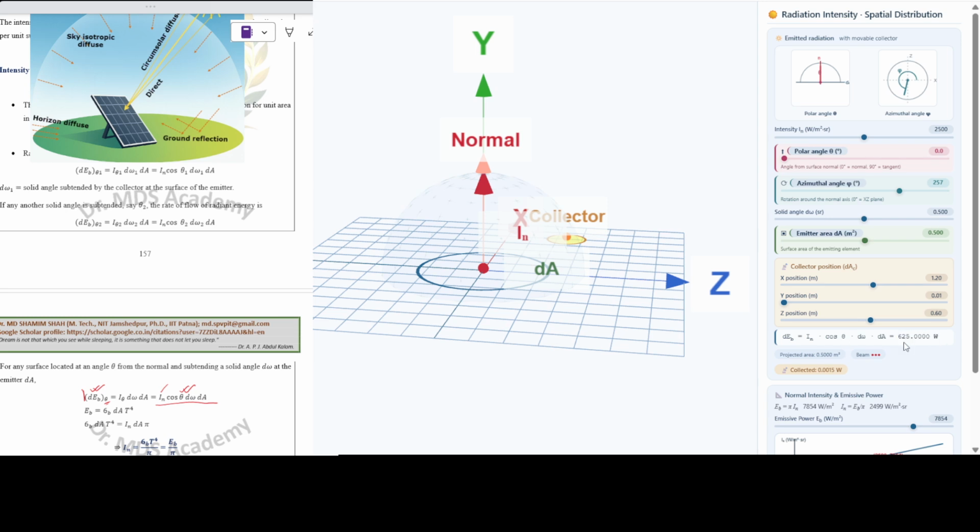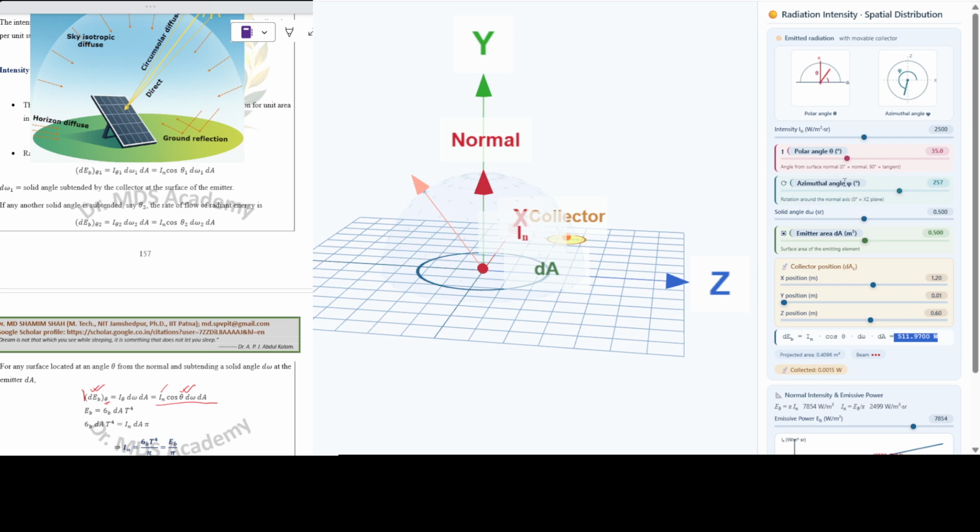Currently it is 625 watt. When you increase the theta value, the emissive power decreases. See, from the real data, it is continuously decreasing, and when you reach 90 degrees, the emissive power shows the 0 watt value. The same thing we find here.